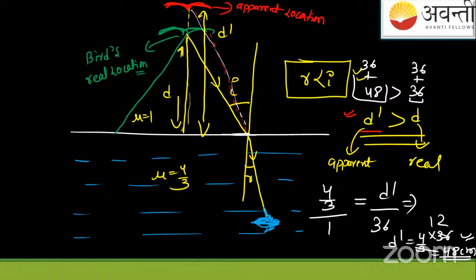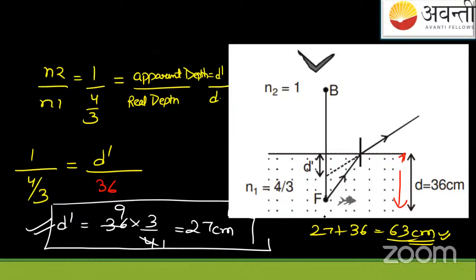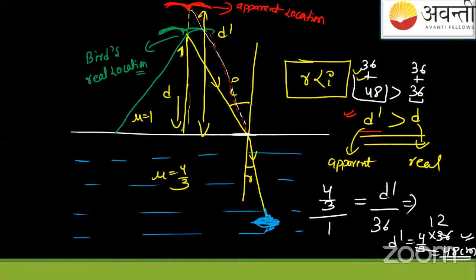Got it? If you see the previous values, this is not the case. There, 27 centimeter is the apparent depth and the actual is how much? 36. So this is less. You can see d dash is less than d, or d is greater than d dash. But here, d dash is greater than d. Remember all this. Now I hope you understood this.